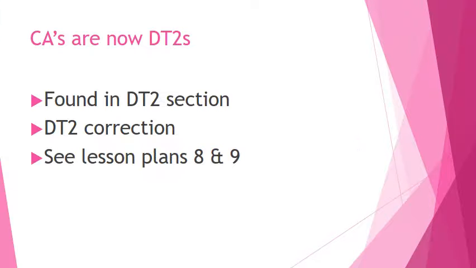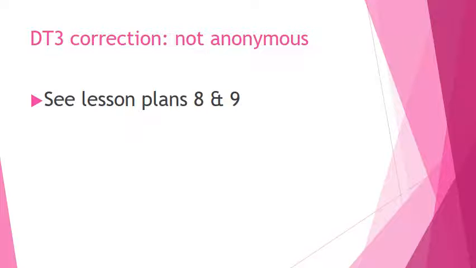You won't see a section about CAs. The current CAs are now part of the DT2s since they are semi-guided. That means that for drills like Find Someone Who, we do DT2 correction. This is a change you've already seen in new levels 8 and 9. This means that in the training, when we ask you how we correct CAs, we expect you to answer DT2 correction. Another change about the drills is that DT3 correction is not done anonymously anymore. This is something you've seen in levels 8 and 9 too.